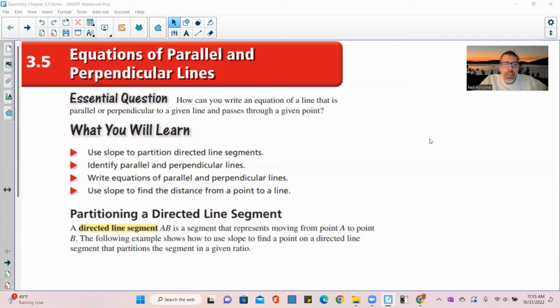So partitioning a directed line segment. A directed line segment AB is a segment that represents moving from point A to point B. The following example shows how to use slope to find the point on a directed line segment that partitions the segment in a given ratio. So that's example 1.